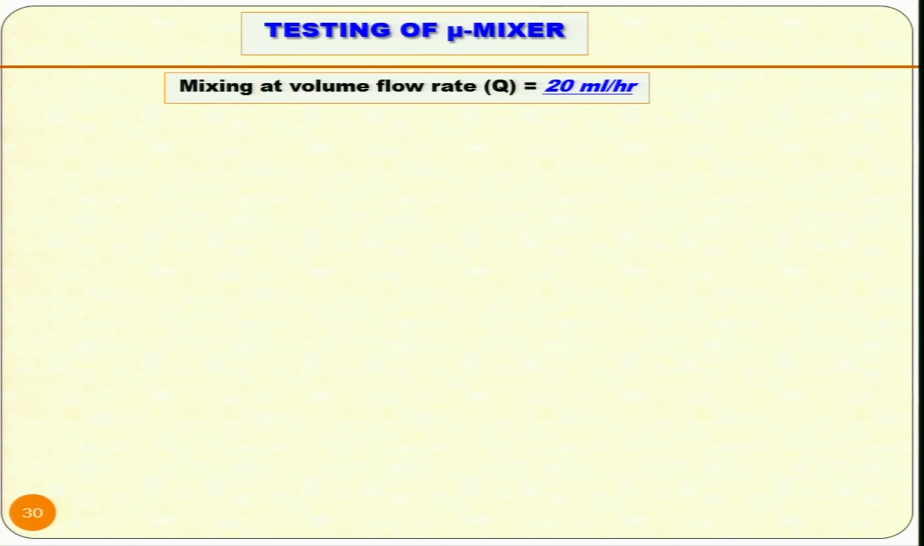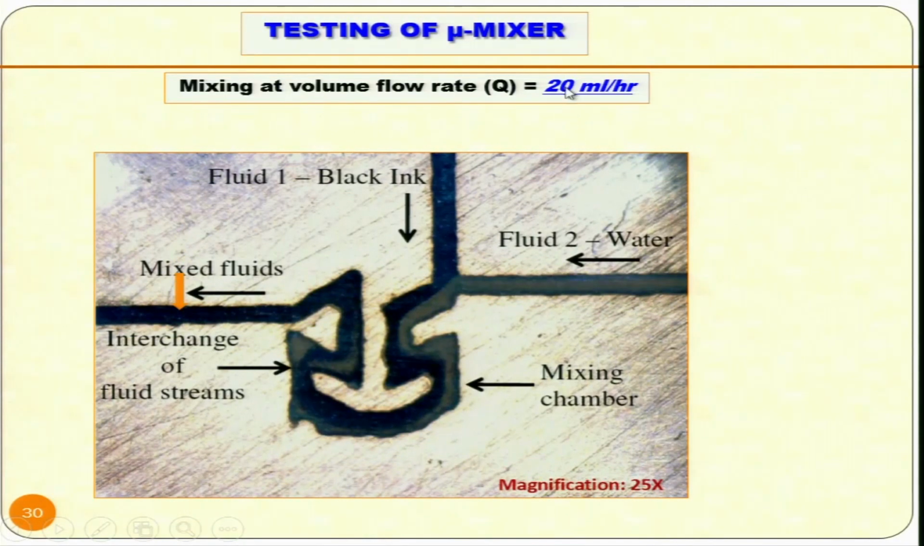Whatever micromixer was prepared in the earlier slide, that was tested, and let us see how well it works. Mixing at volume flow rate of 20 milliliter per hour. It is a micromixer, so definitely the volume of the fluid will be low. Now, you can see here, this is the fluid, black ink is coming from here, and this is the fluid, water, is coming from here, and both of them are getting mixed up. Here you can see slight difference in the color, and here you can see a single color. Mixed fluid is going, interchange of fluid stream. This is the mixing chamber.